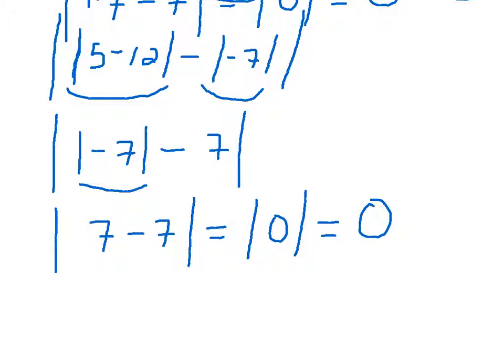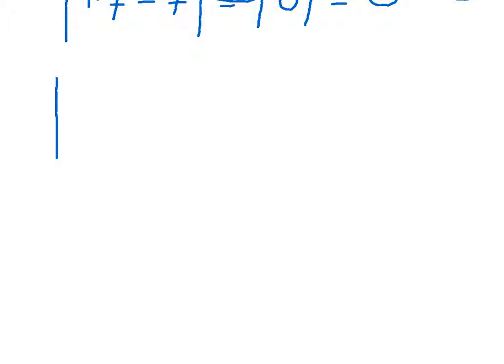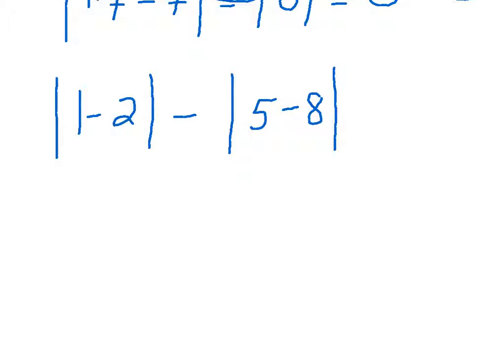Alright, cool. Let's do another one just in case you want a little more practice. Okay, absolute value of 1 take away 2 minus absolute value of 5 take away 8. Alright, hit pause, solve that out, and then hit play and see if we get the same answer.